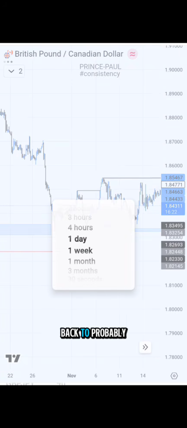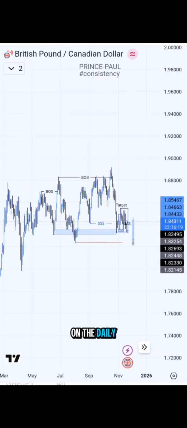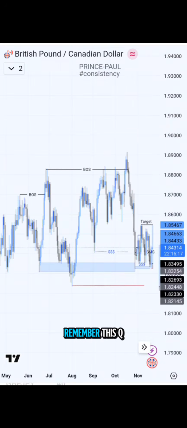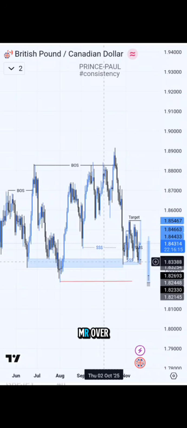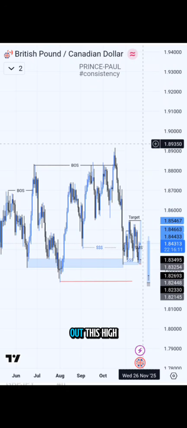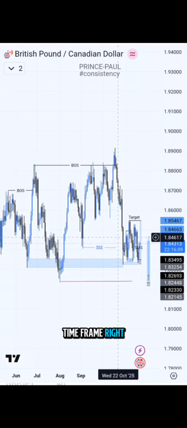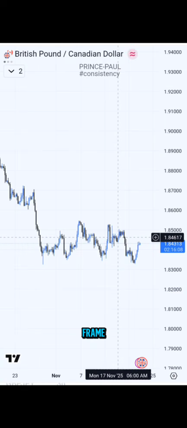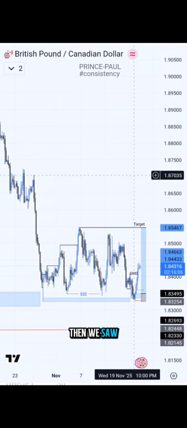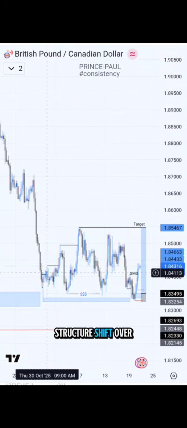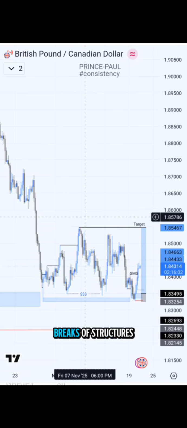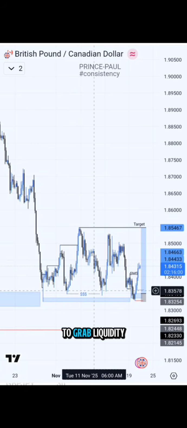Let me go back to probably the daily. On the daily time frame, I don't know if you can remember this QMR over here. Price mitigated the QMR. I'm expecting a buy to take out this high on the daily time frame, right? Then I dropped down to the 4-hour time frame. Then we saw a good market structure shift over here. Then breaks of structures. Price has come to grab liquidity.